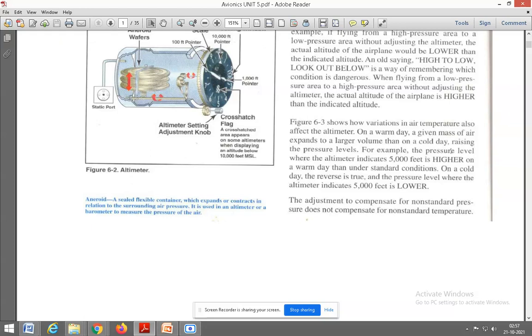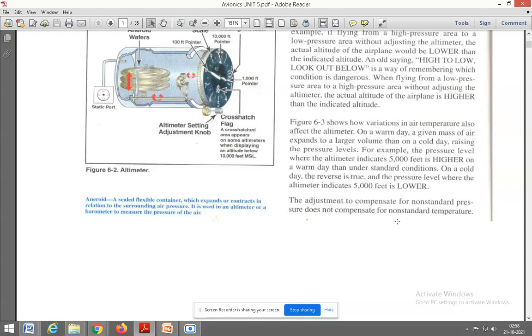So for example, the pressure level where the altimeter indicates 5,000 feet is higher on a warm day than under standard condition. So warm day-la 5,000 feet will be indicated when your pressure level is high. Okay. But இதே cold day-la the pressure value will be very low. So altimeter will be indicating lower than your 5,000 feet. Okay. Warm day-la 5,000 feet விட அதிகமாக காமிக்கும் altitude. But ஒரு cold day-la it will be indicating lower than your 5,000 feet altitude value in the altimeter indicator.